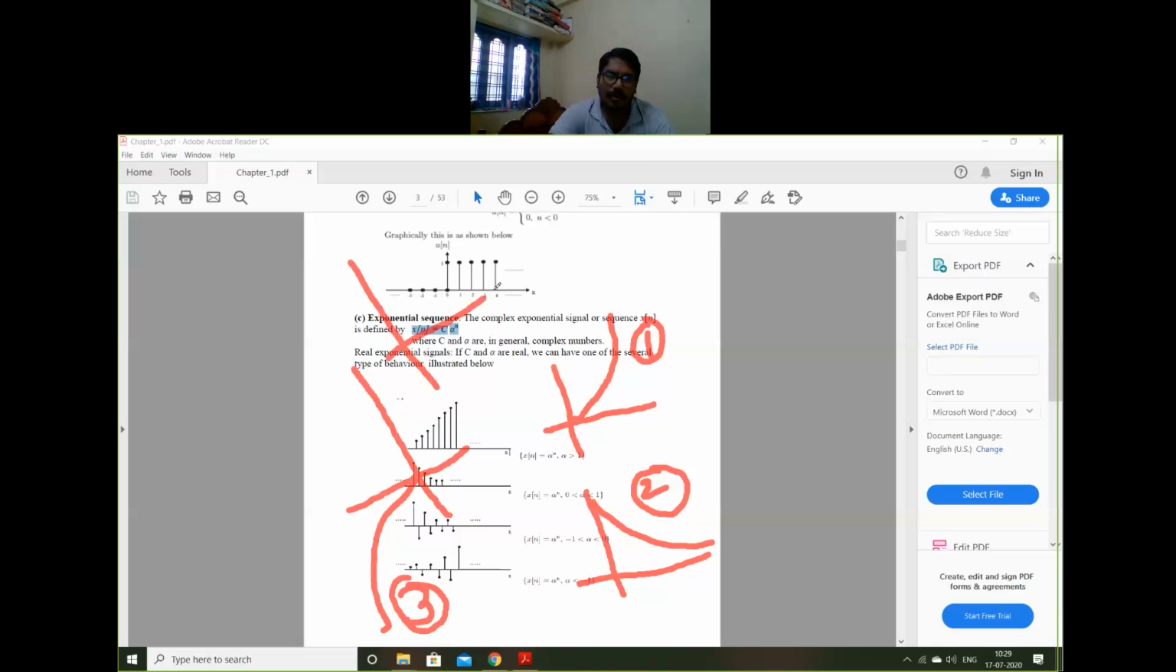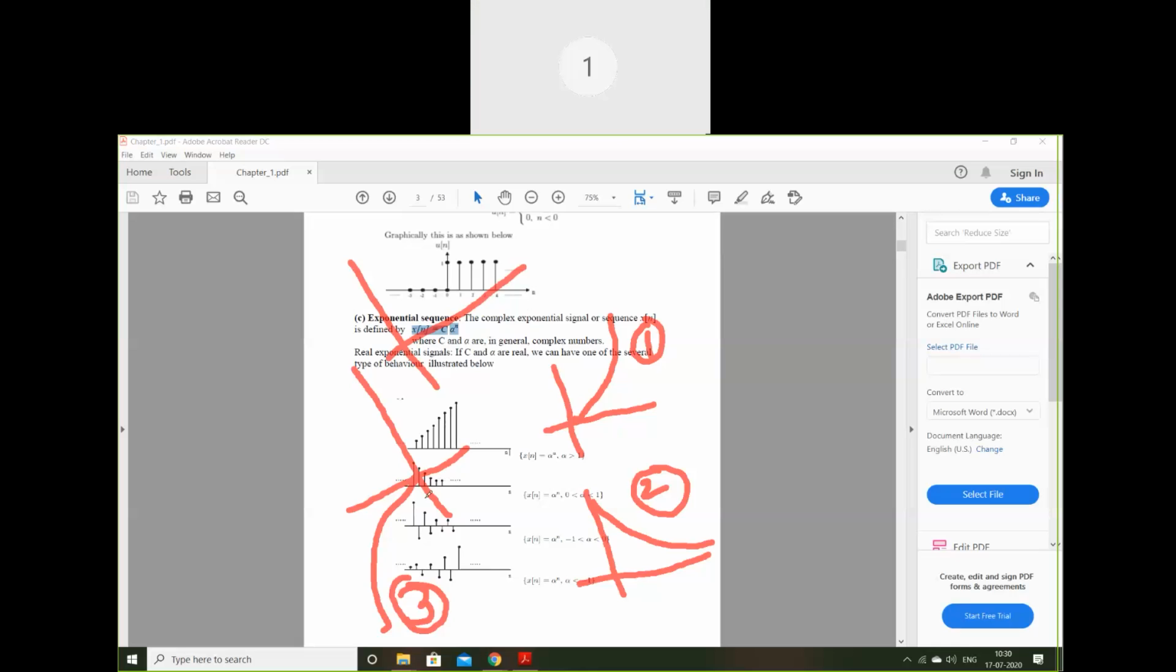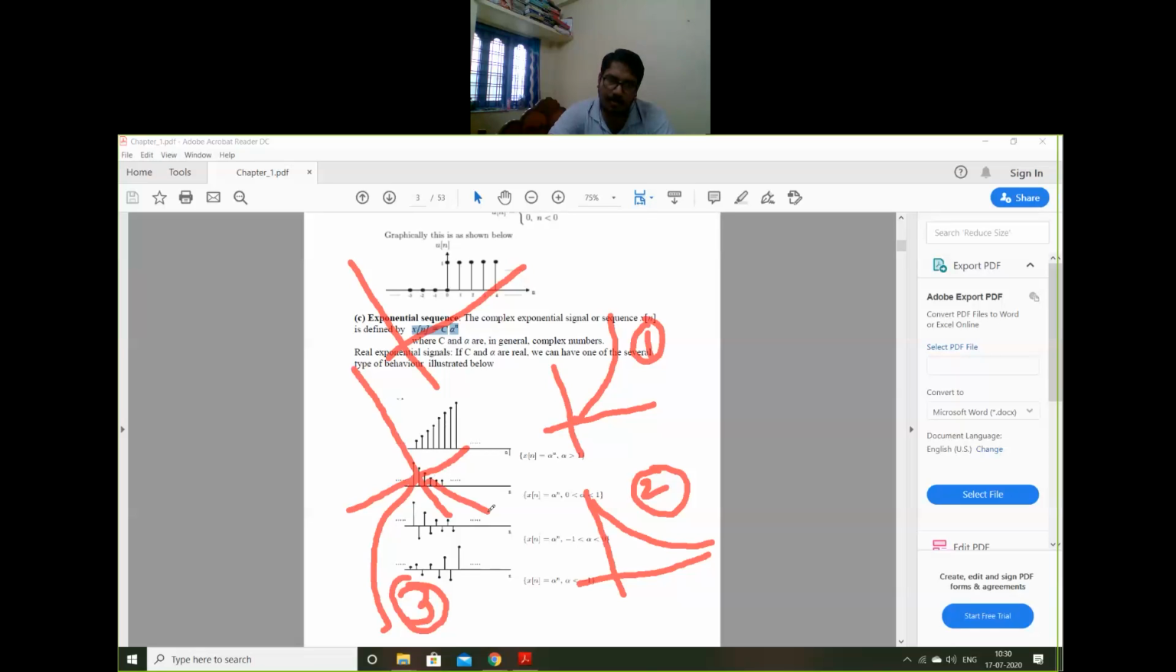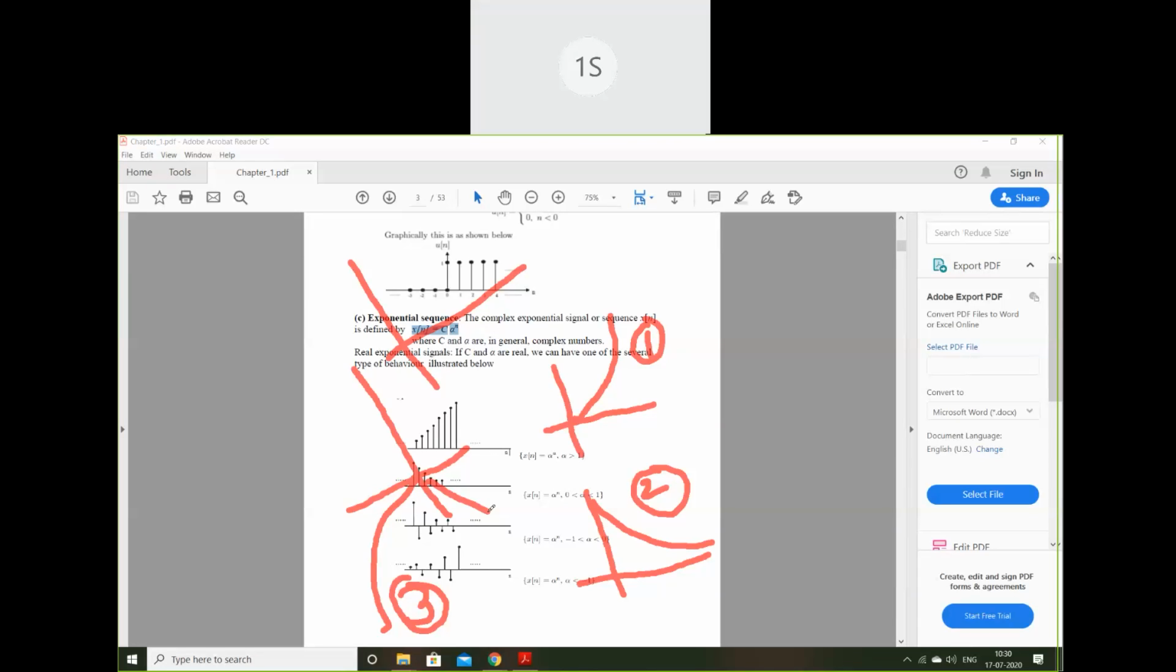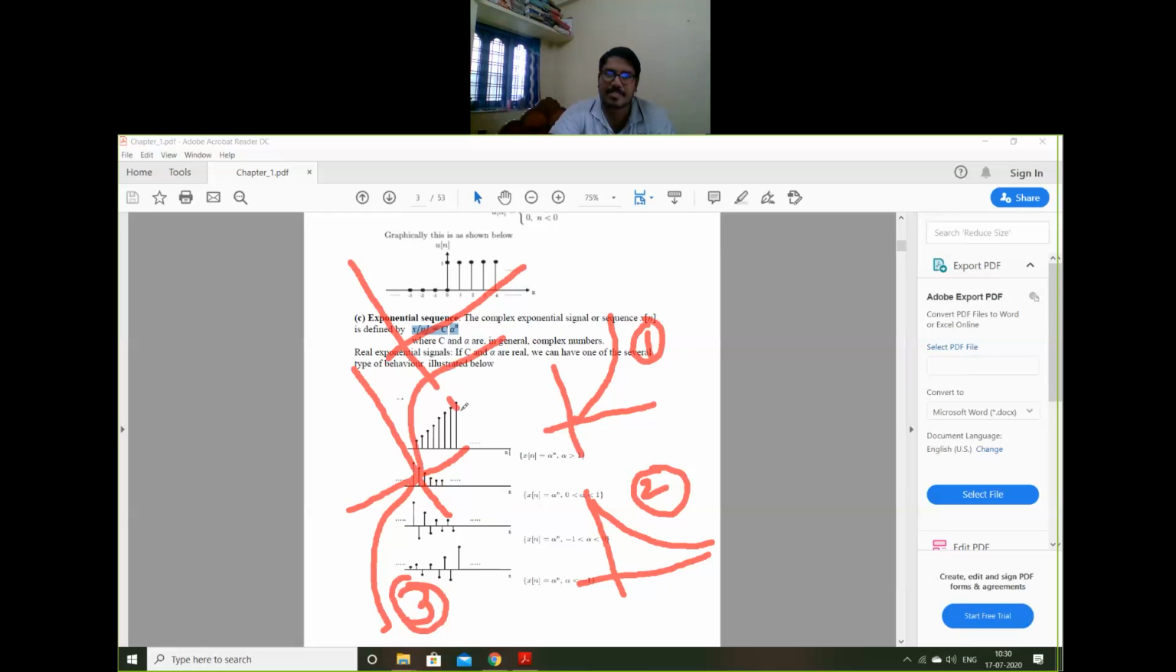No, sir. No? Okay. The fourth one, and the same axis I have represented. Now tell me 1, 2, 3, 4, which are exponentials? Post in chat box.